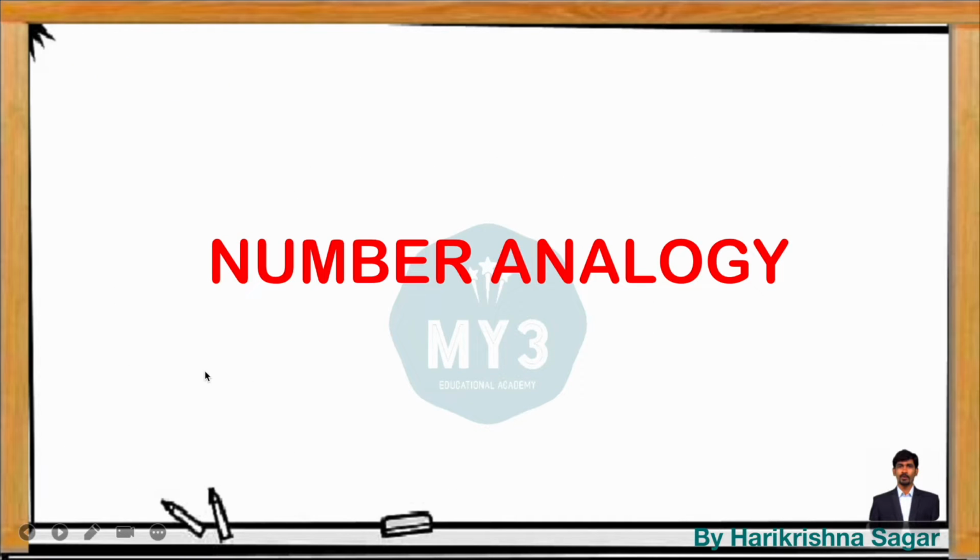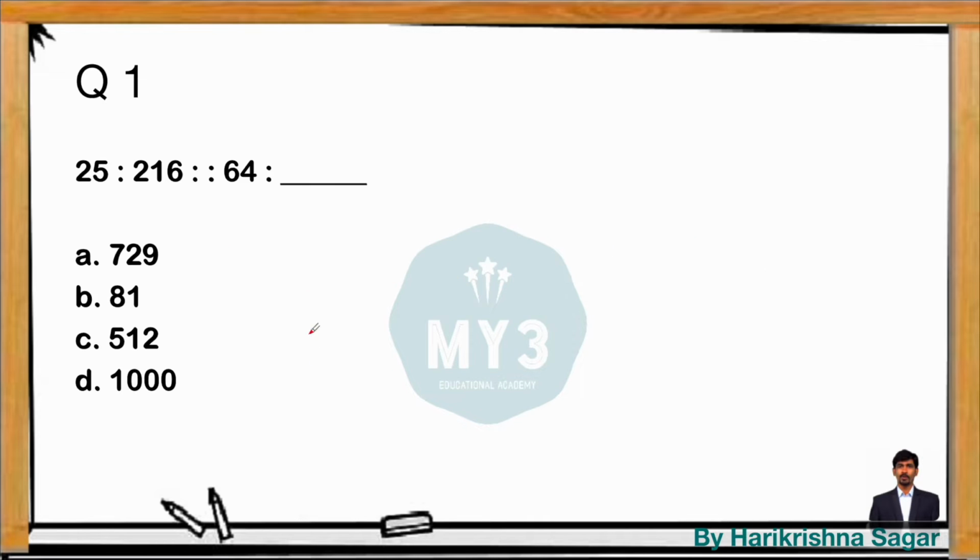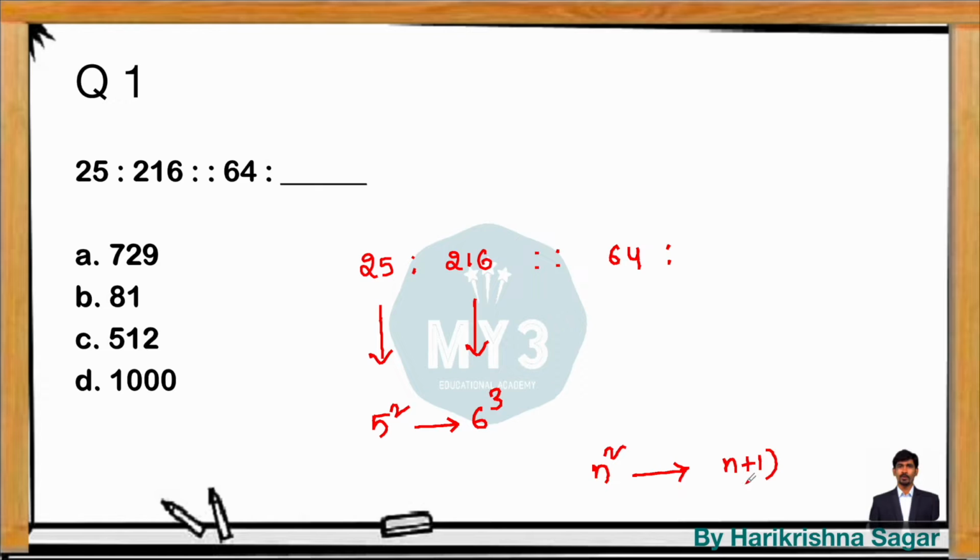Let's look at the number analogy questions. Look at the first question. The reference pair is given as 25 : 216. Then 64 will be what? 25 is 5 square. 216 is 6 cube. 5 square turns to be 6 cube. That means the logic here is n square becomes (n plus 1) whole cube. In the similar way, 64 is 8 square. 8 square will become (8 plus 1), 9 cube. 9 cube is 729. You can mark the answer choice as option A.